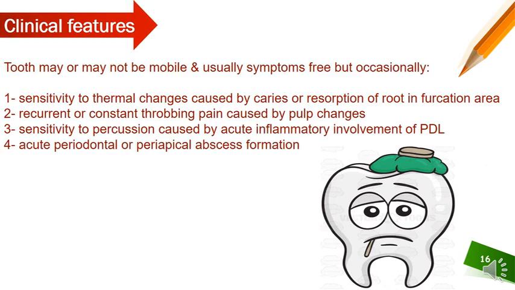Clinical features. The tooth may or may not be mobile, and it could be associated with the following symptoms. First, sensitivity to thermal changes caused by caries or resorption of root in the furcation area. There could be recurrent or constant throbbing pain caused by pulpal changes, sensitivity to percussion caused by acute inflammatory involvement of the periodontal ligament, and acute periodontal or periapical abscess formation. Those symptoms may or may not be present, and it's not necessary for all of them to be present.